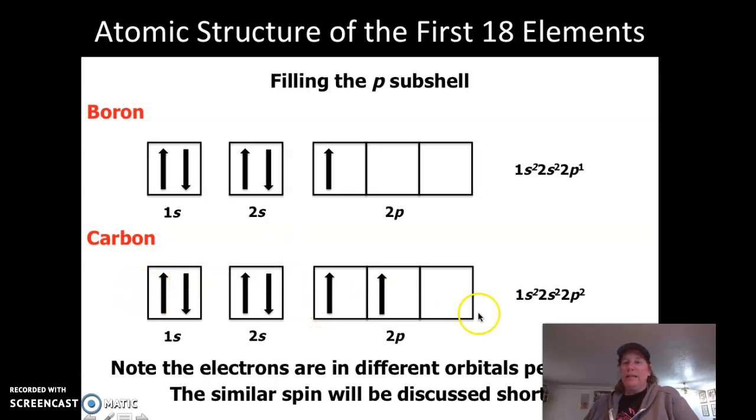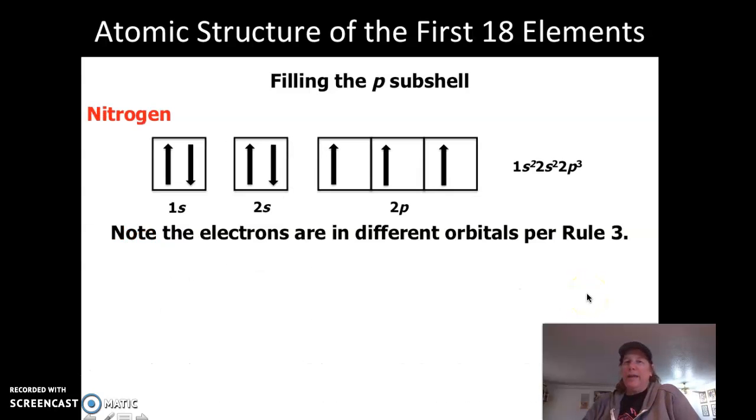So this is carbon, and again, 1s2, 2s2, 2p2, okay? And then when you get to nitrogen, again, one at a time. Note that the electrons are in different orbitals. They say rule 3, and that's Hund's rule, H-U-N-D. Hund was a guy that said, hey, the orbitals go in one at a time.